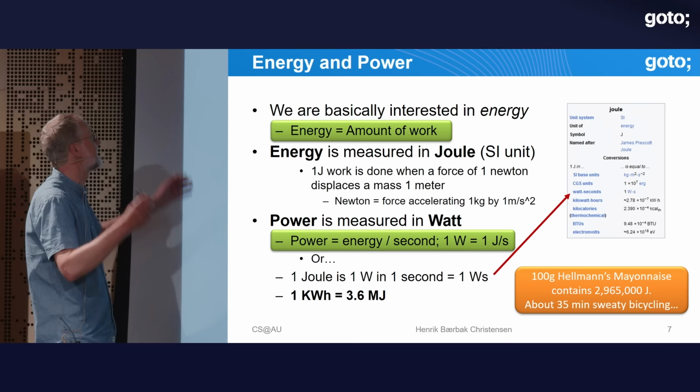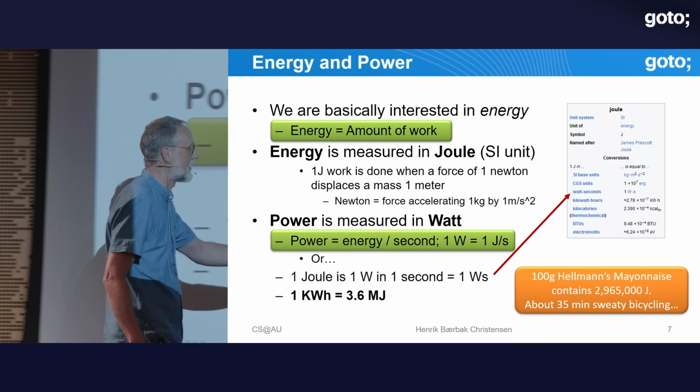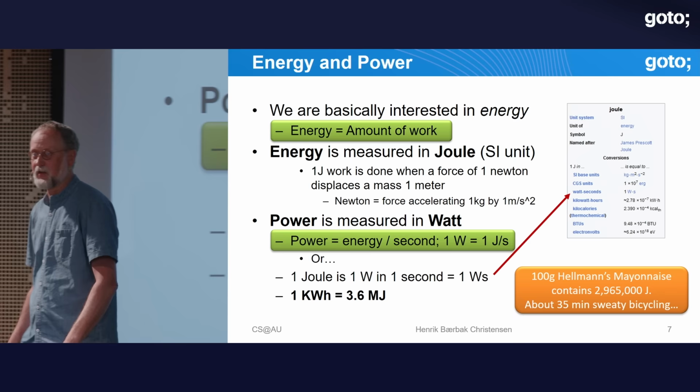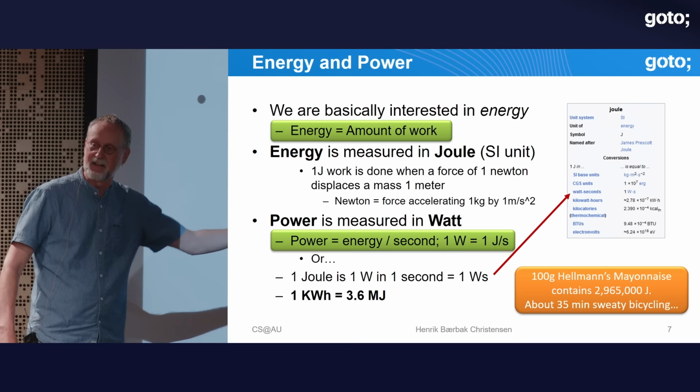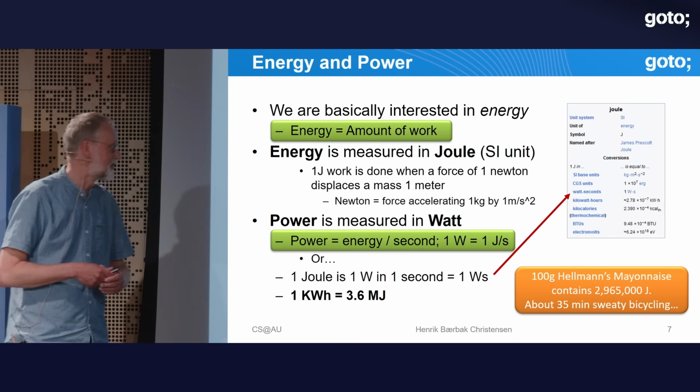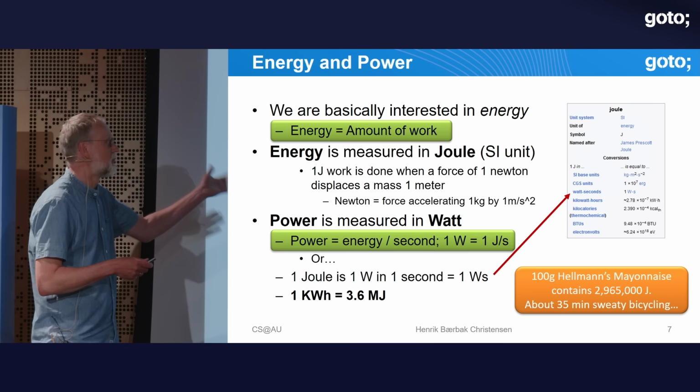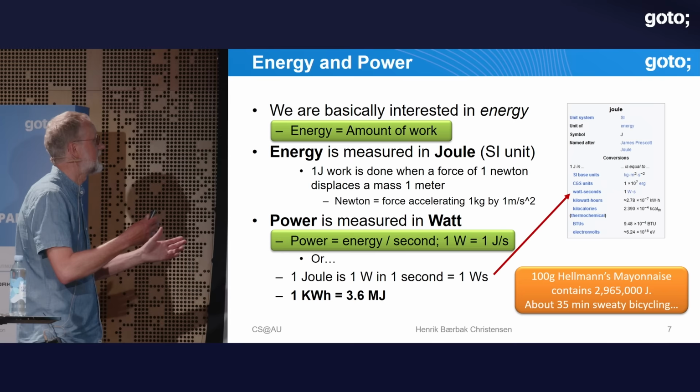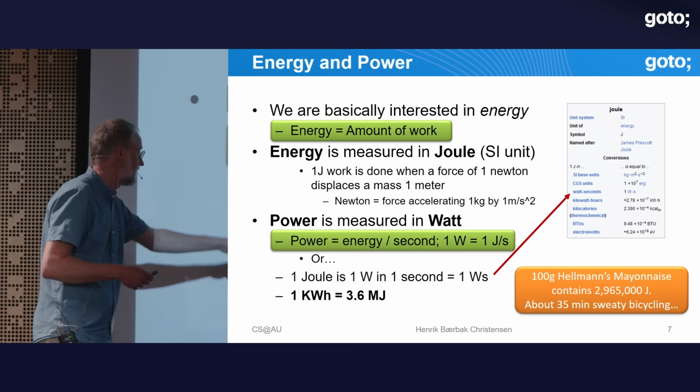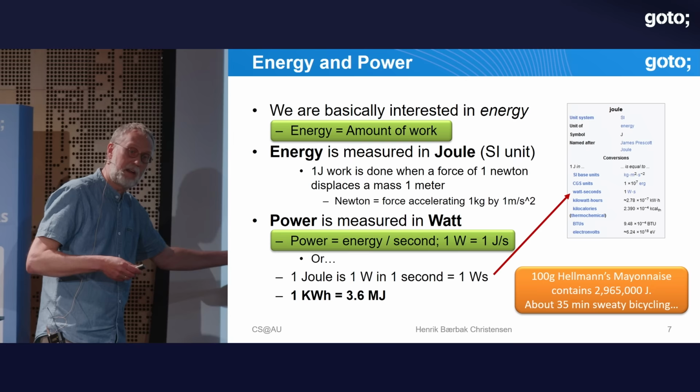So that's nice. But physics, you know, energy is basically the amount of work measured in joules, and a joule is a rather small scale. So if I eat 100 grams of my favorite mayonnaise, it's about 3 million joules, okay? And I know that because it takes me about 35 minutes of sweaty bicycling to burn the same amount of joules. We talk a lot about electricity, and there we often see how many joules we use per second, and that's a watt. So basically, it's the flow of energy we measure when we measure watts. And of course, you can then say, if I use 1,000 joules per second for 1 hour, then I get a kilowatt hour, and you can just do the calculations. But basically, that's the same thing.